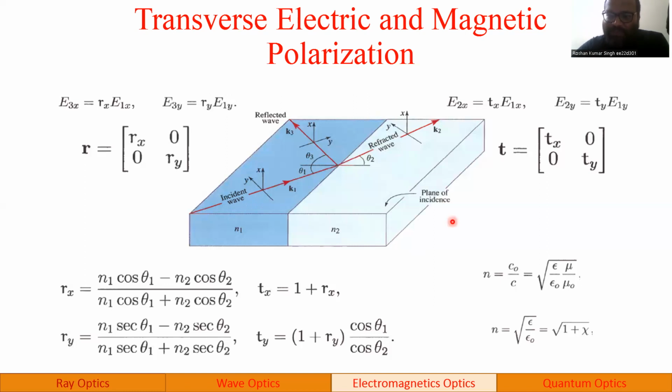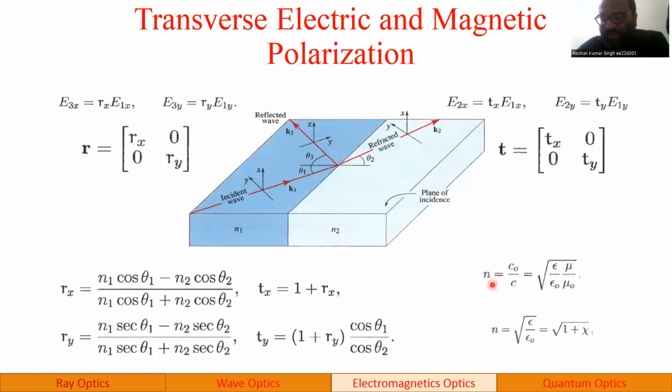If we use the Fresnel equations, we know that Fresnel is a scientist who contributed to the field of ray optics. Using these formulas, we get the reflection coefficient and the transmission coefficient. Here we say that the incident wave has components in y and x. There are electric and magnetic field components in both directions.